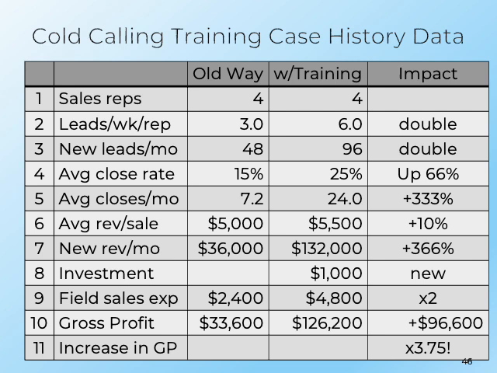But of course, as you know, there's no such thing as a free lunch. The training cost them something. In this case, $1,000, shown as an expense on line 8. And field sales expense went up on line 9 from $2,400 to $4,800 because they basically had more appointments to go out on. Although most companies would find that to be a small price to pay for the increase in gross profit that it led to on line 10 of $96,600, a spectacular 375% increase shown on line 11. Clearly, this investment of $1,000 in sales training was a very good one for this particular company.